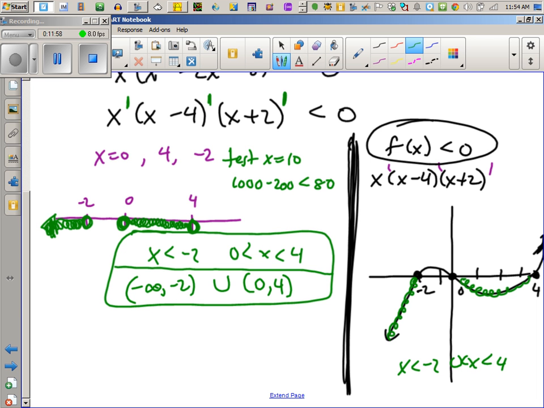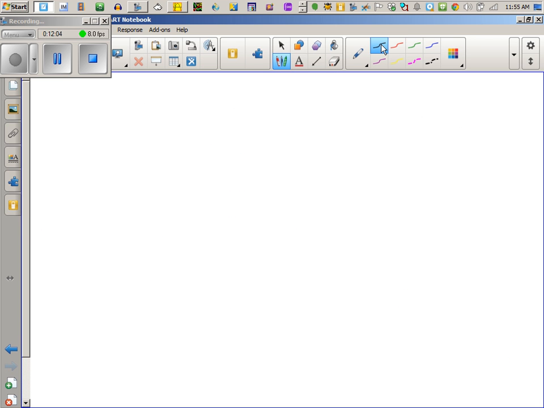All right, let's try an example of a rational one. That's where it looks like a fraction. Okay? So you really can just make these up. So I'm just going to make one up. My second example is x minus 1 over x plus 2 is greater than 0.